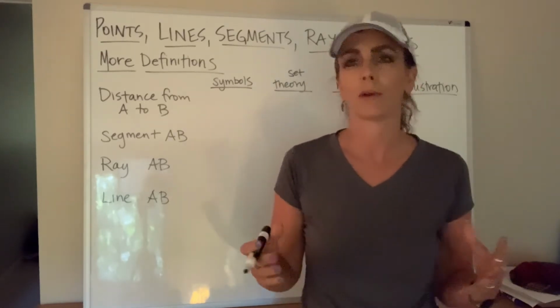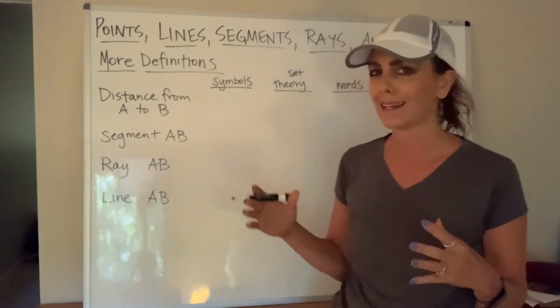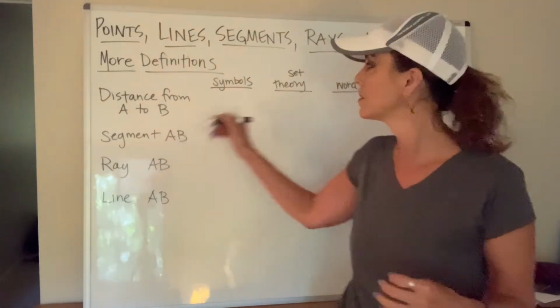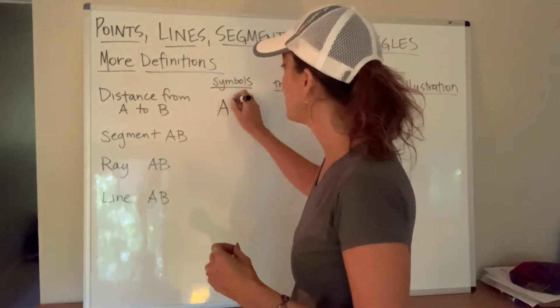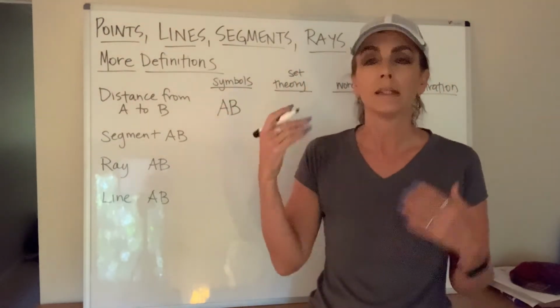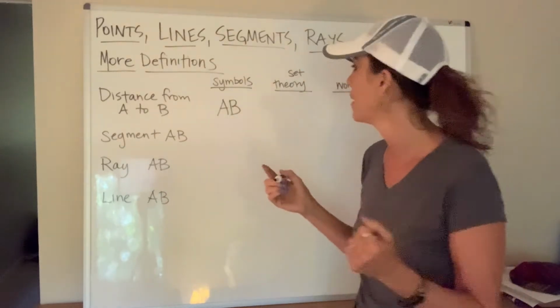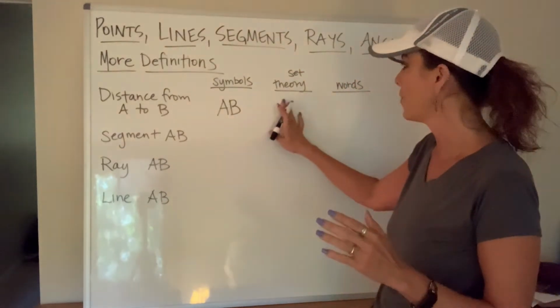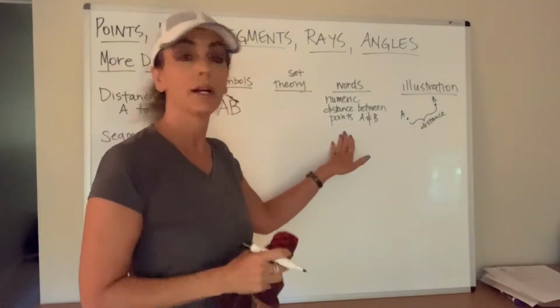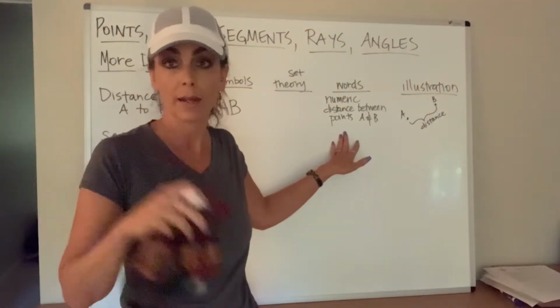So we're going to start with something we already know, and it doesn't have all the components, but the distance from A to B. Remember that we just write that as AB, and this is always representative of a number, right? It's a numeric value, okay? We're not going to talk about set theory here. In words, we're going to say this is the numeric distance between the points A and B.